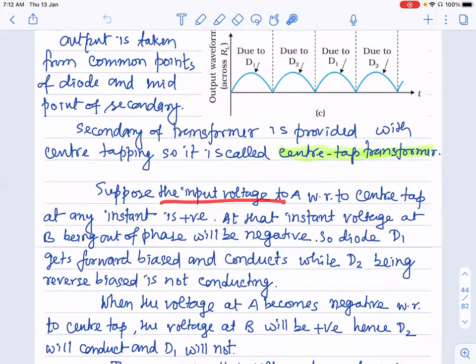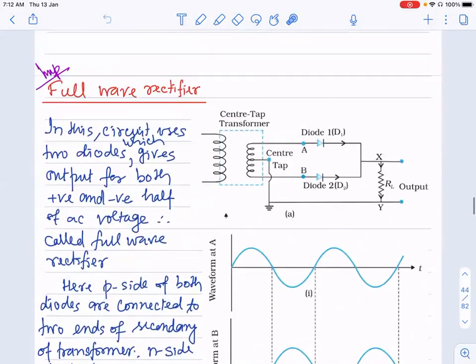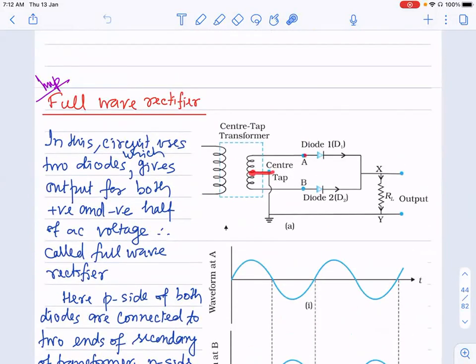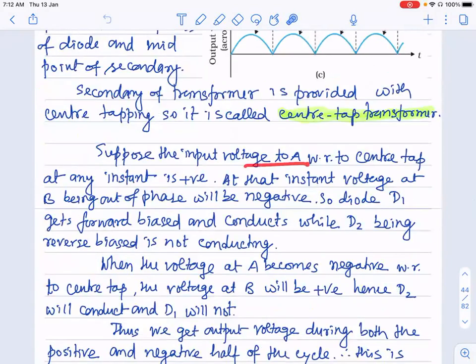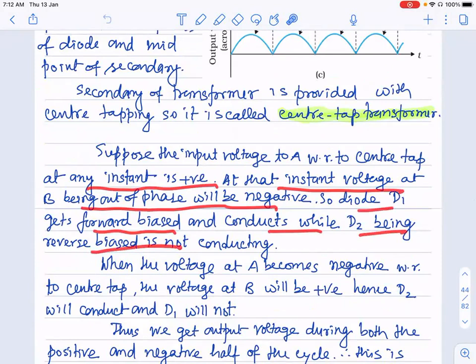Suppose the input voltage to A with respect to the center of the secondary of the transformer is positive, then B is negative at that instant. Suppose the input voltage to A with respect to center tap at any instant is positive. At that instant, voltage at B being out of phase will be negative. Both will remain out of phase with each other. So diode D1 gets forward biased and conducts, while D2 is reverse biased and doesn't conduct.